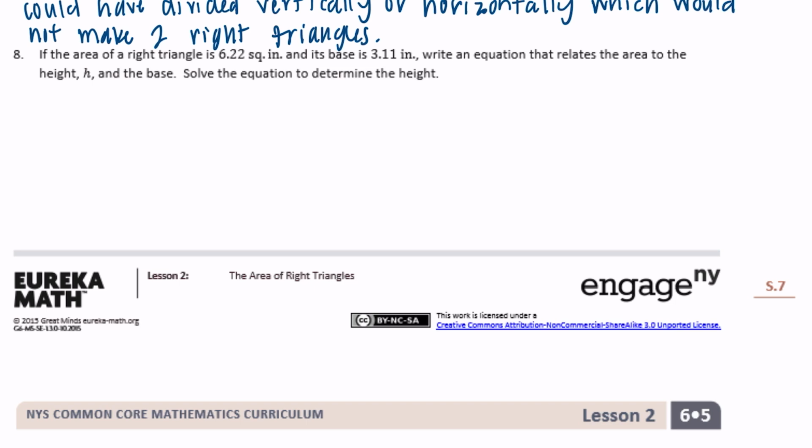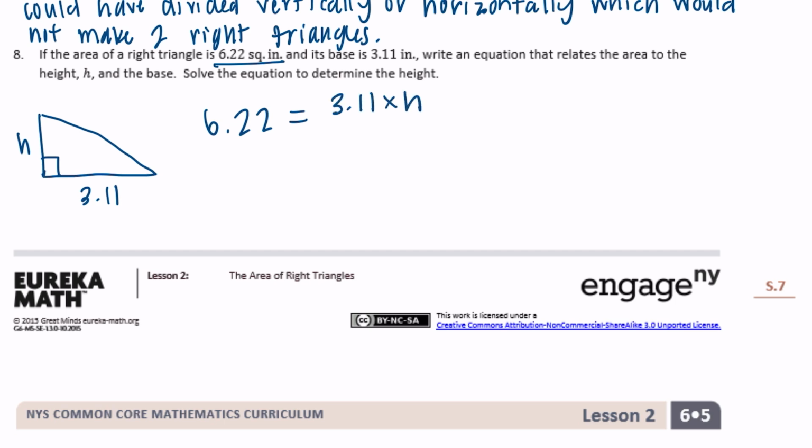So the area of a right triangle, I'll just draw it out. It gives us the area and its base is 3 11/100 inches. We don't know the height. So the area, which we know, so I don't need to write A. So 6 22/100 is equal to 3 11/100 times the height divided by 2. So then it wants us to solve.